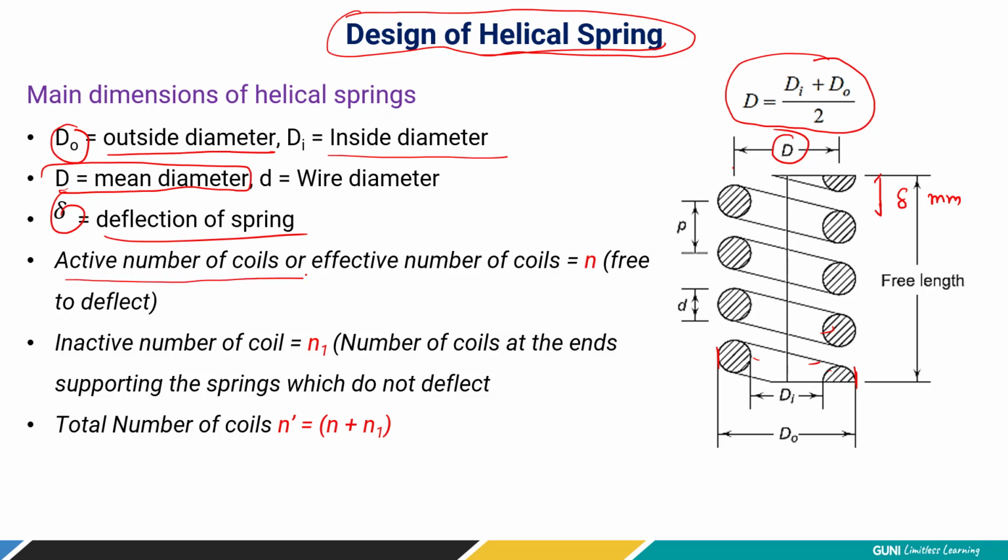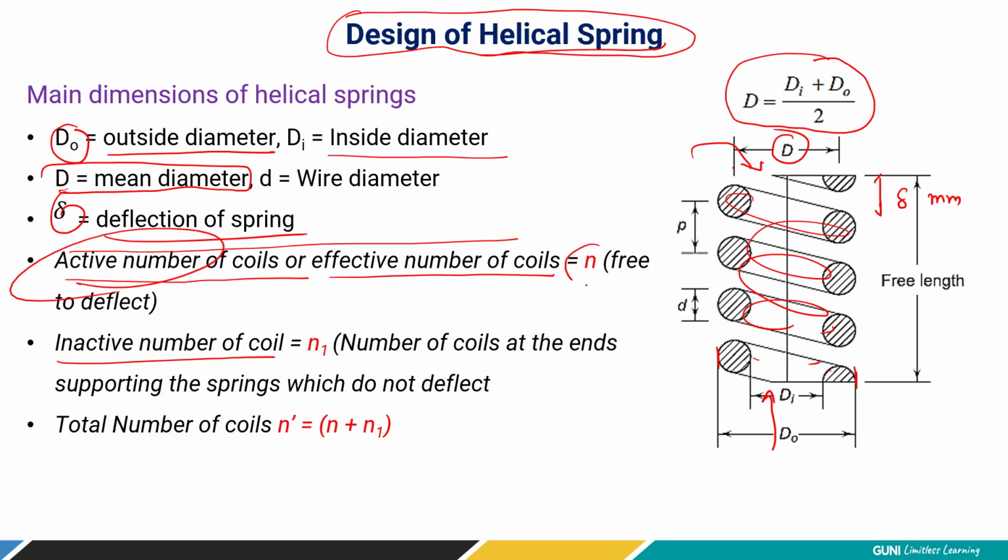Now active number of coils or effective number of coils, what does it mean? It means those coils, those turns of the spring, which actually take part in deflection or application of force. Those coils are referred to as active coils. But there are also inactive coils. Inactive coils are basically at the ends, introduced to help secure the spring in an assembly, so they are not taking part. So they are referred to as inactive coils. The active coils are referred to as N, free to deflect.